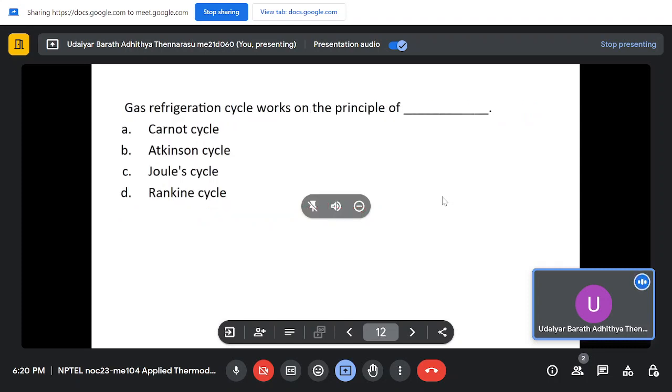So the next is, a gas refrigeration cycle works on the principle of dash: A, Carnot cycle; B, Atkinson cycle; C, Joule cycle; D, Rankine cycle. So we have seen how this works. The gas refrigeration cycle, as I told, works in a reverse pattern, or it's also called a Joule cycle. So it works on the Joule cycle.